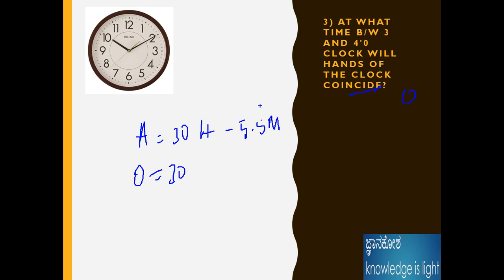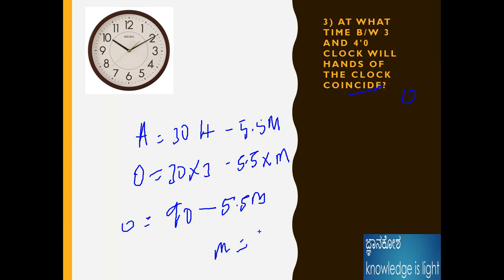30 times h, where the hour is 3, minus 5.5 times m. We need to calculate the minutes at which the hands coincide between 3 and 4 o'clock. Therefore, 90 minus 5.5m is equal to 0. Therefore m is equal to 90 divided by 5.5. I will take it as 900 divided by 55. If we solve that, we get 16 4 by 11.